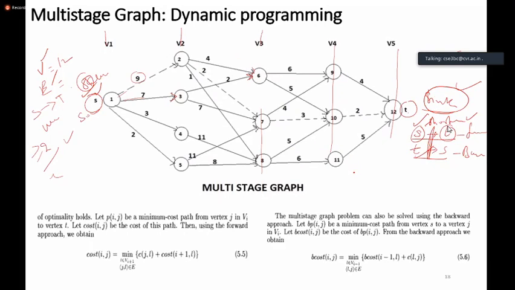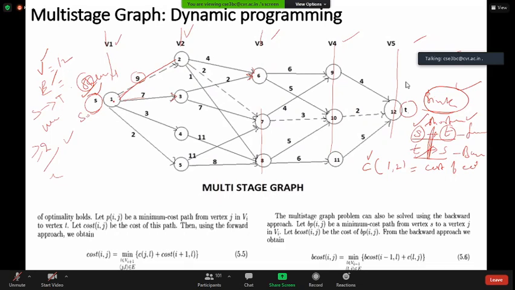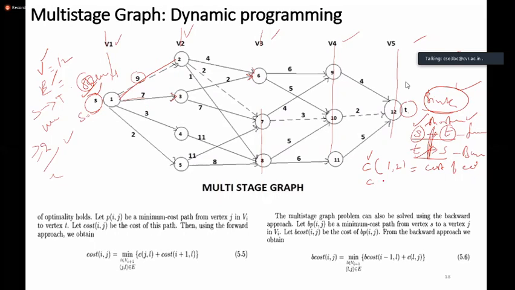Now, here we have two terms I'm using. This V is stages. V1 is the first stage, V2 is the second stage, V3 is the third, then fourth and fifth stages. Five stages are there. Now, the first term is C. C of 1, 2: the small c represents the cost of an edge, particularly the edge from 1 to 2. If I write C of 9 to 12, it is the cost of that edge, which is 4. Then for 1 to 2, the cost is 9. So the cost of an edge I am representing with small c.